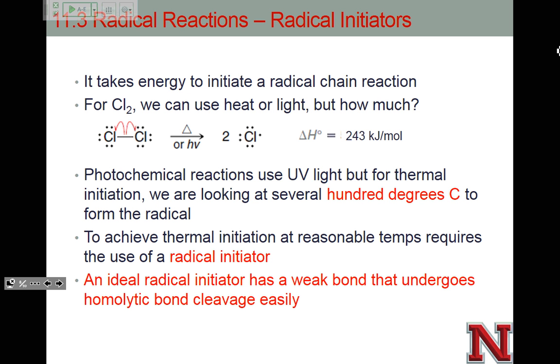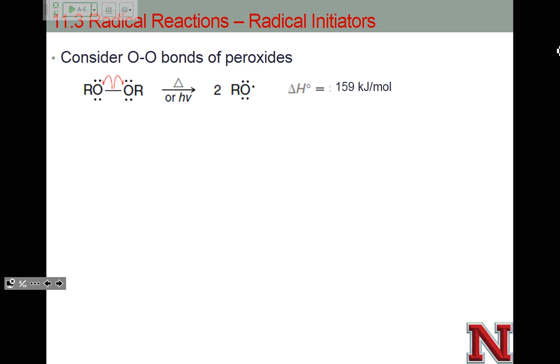So an ideal radical initiator has a weak bond that undergoes homolytic cleavage easily, and usually a weak bond will result when we form a really stable radical, or a more stable radical. No radical is so stable. Well, most radicals, once they form, will react pretty quickly. We'll talk a little bit about inhibitors in a second.